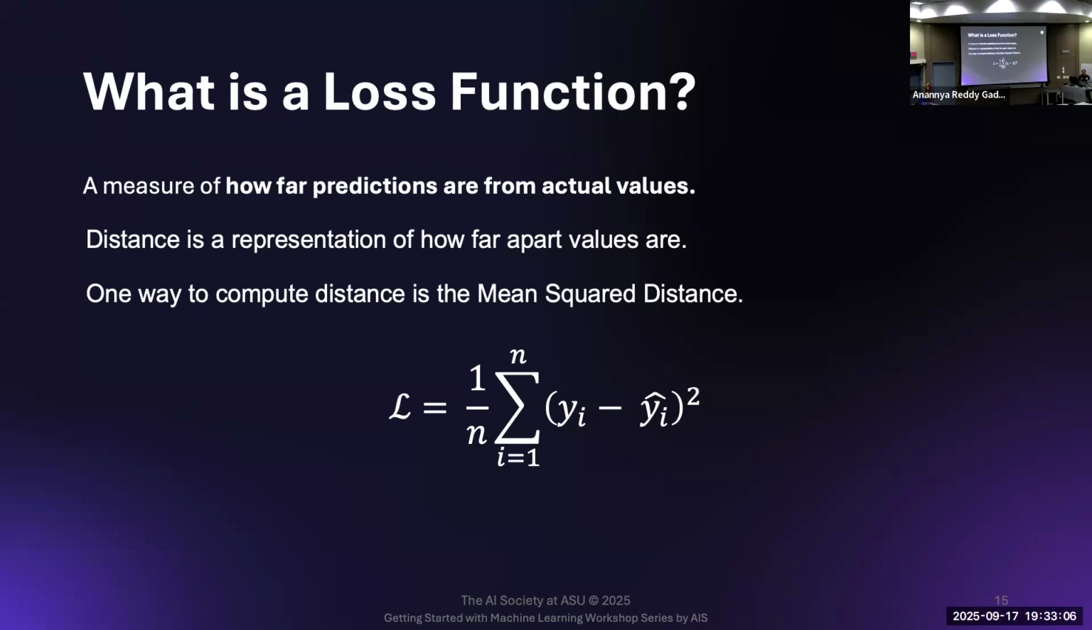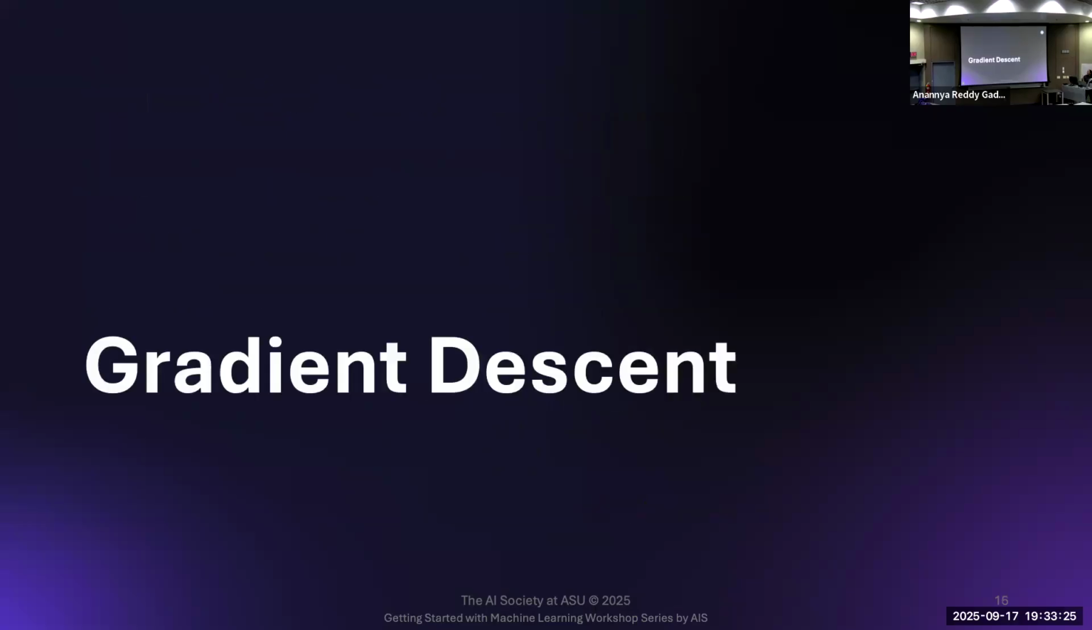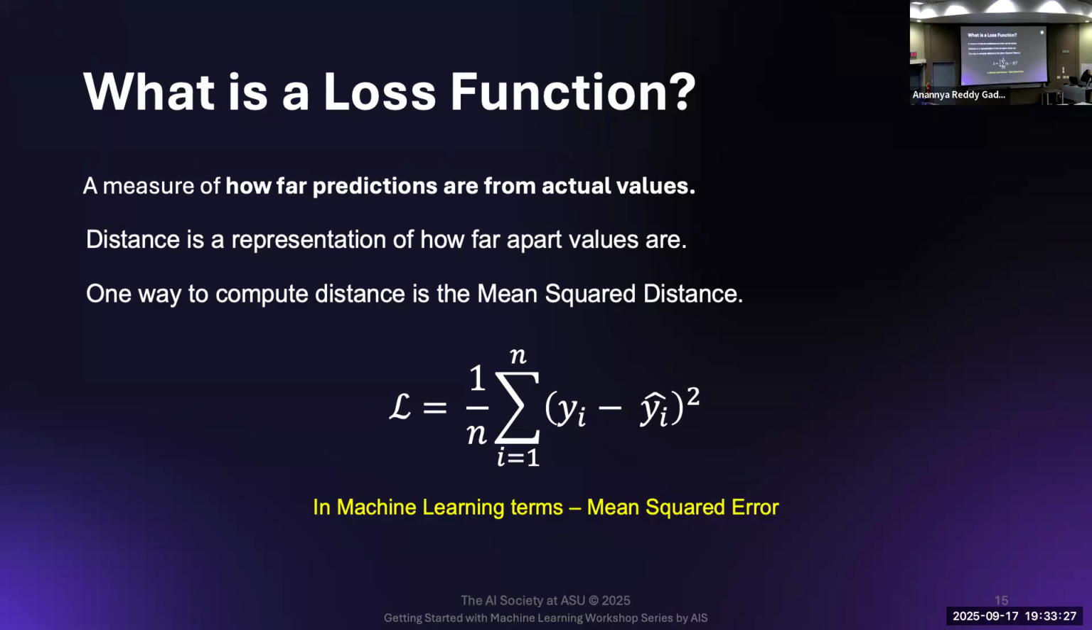Did everyone get what i is? Yeah. So that's how the loss function works. This is called mean squared error. We are calculating the error, the distance between the actual and predicted value. The reason it is called error is because we want to minimize the distance. This distance is called error in ML terms.